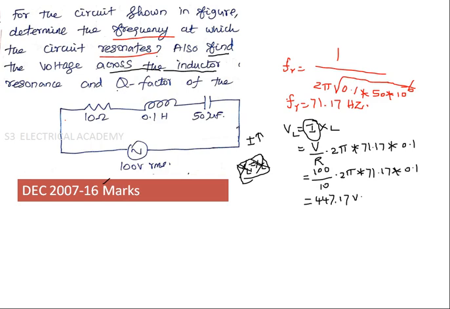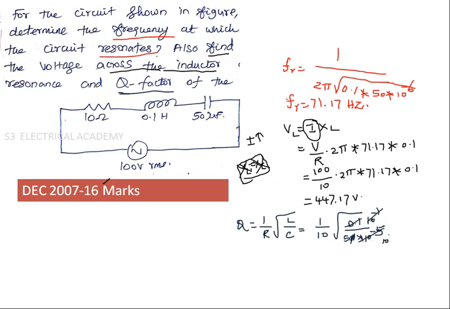So the third part, the Q factor of the coil. Q factor, quality factor. What is the formula to calculate quality factor? Quality factor is equal to 1 by R into root of L by C, which is equal to 1 divided by 10 multiplied by root of 0.1 divided by 50 into 10 power minus 6. It will be written as 10 power minus 1 over 10 power minus 5. This 0 will be cancelled with 10 power minus 5, so 10 power minus 1 by 10 power minus 4.